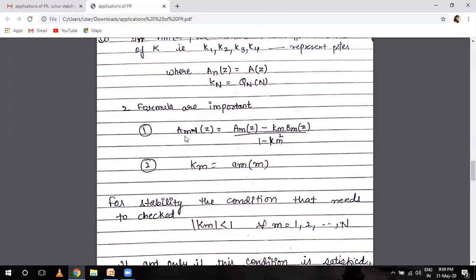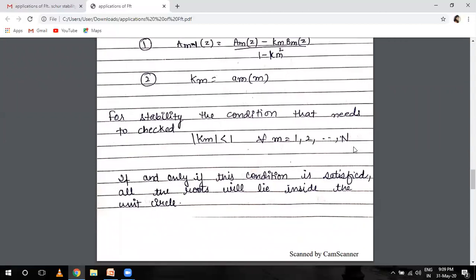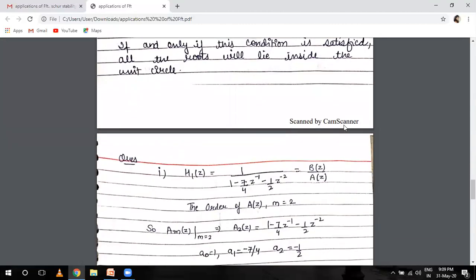You can see here there are two types of A_m. One is capital A_m, one is small a_m. Capital A_m is a polynomial and small a_m is a coefficient of the polynomial with some exponential power of z. So the difference between capital A_m and small a_m should be clear to you. For stability, the condition that needs to be checked is that the mod of k_m is less than 1, and if and only if this condition is satisfied, then all roots will lie inside the unit circle.